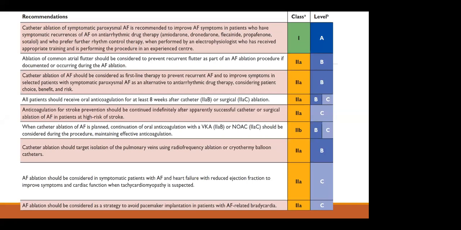But it's very important to know that even after ablation and maintaining sinus rhythm, this patient should receive oral anticoagulants for at least 8 weeks after catheter ablation and also surgical ablation. And the long-term anticoagulant should be continued indefinitely according to the CHA2DS2-VASc score, even after successful catheter or surgical ablation.